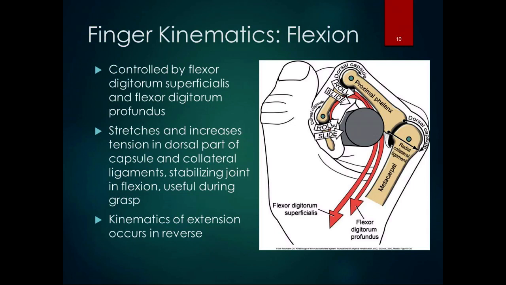When we do finger flexion, it stretches and increases tension in the dorsal part of the capsule and the collateral ligaments, which stabilizes the joint in flexion. So a lot of the stability in our hand is guided towards a useful grasp. The kinematics of extension occur in the reverse direction. So we have roll and slide, roll and slide, roll and slide at the metacarpophalangeal joint and the interphalangeal joints. So the combination of grasp is a lot of different joints doing that roll and slide.